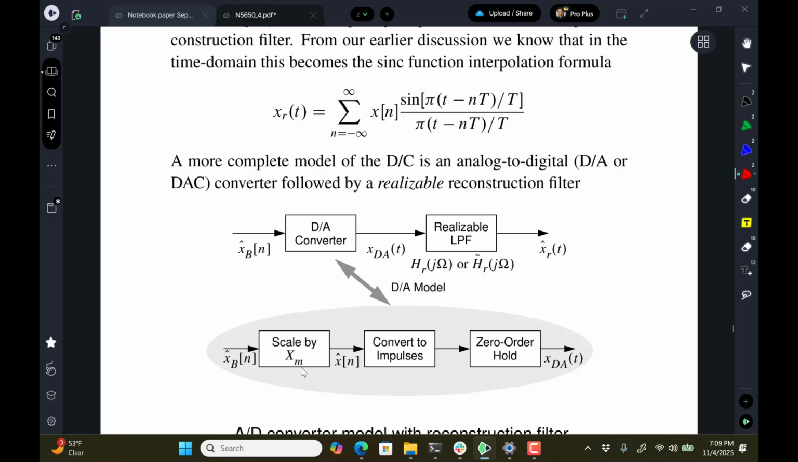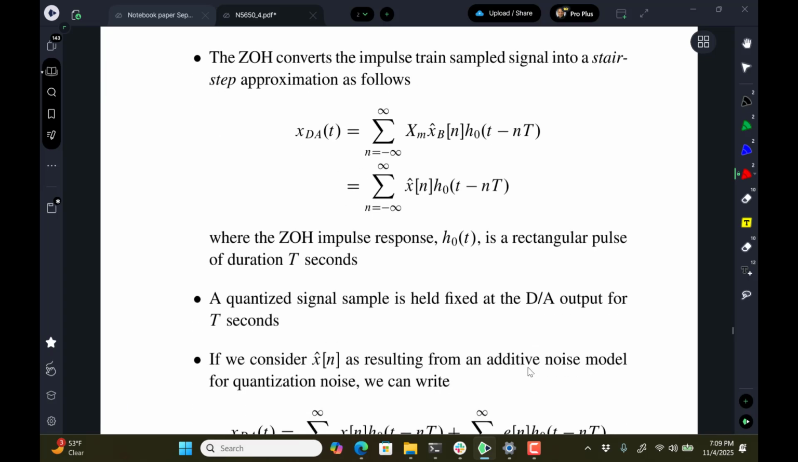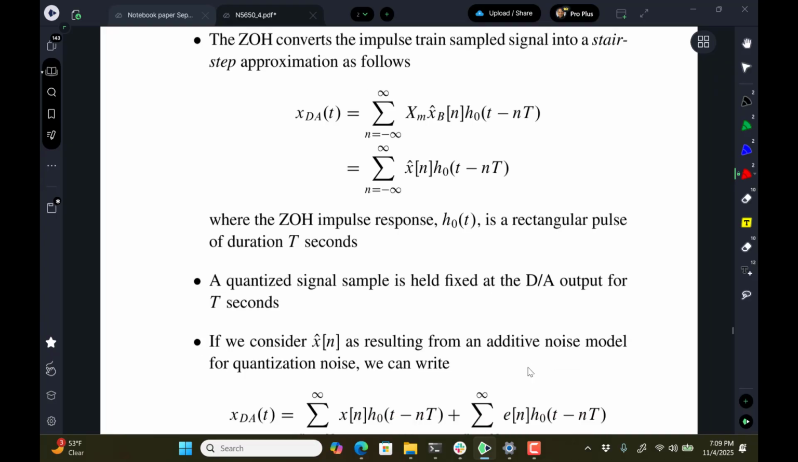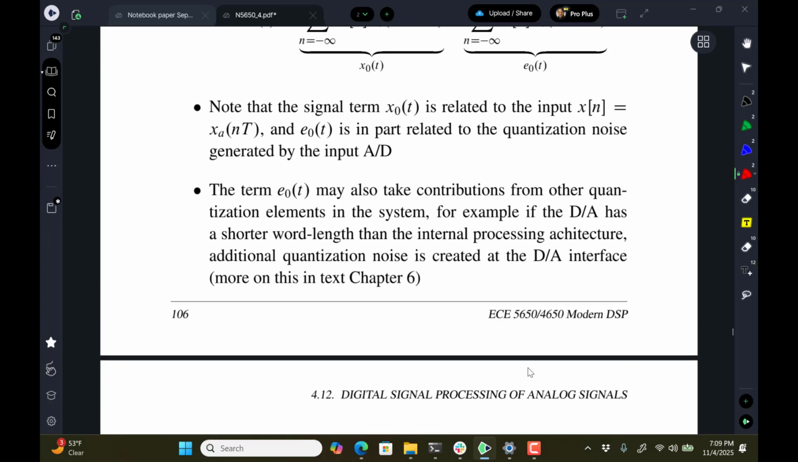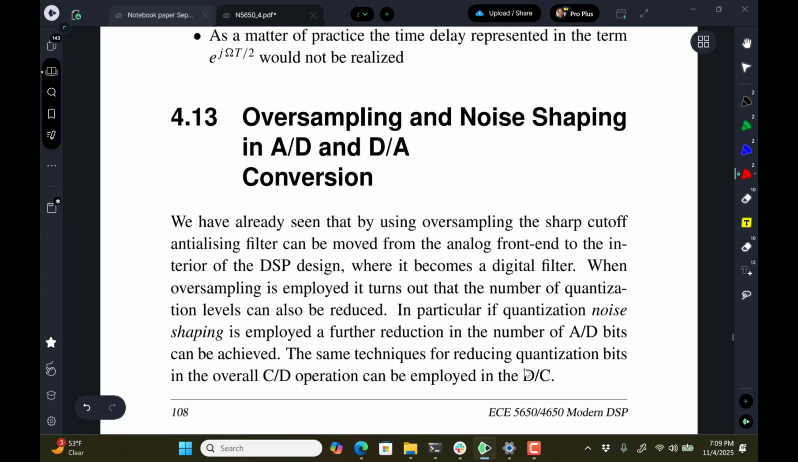So the zero order holding action is the same idea as the zero order hold on the input side. Zero order hold just means it's going to hold the output and it's not going to change until the next clock cycle of the D to A.